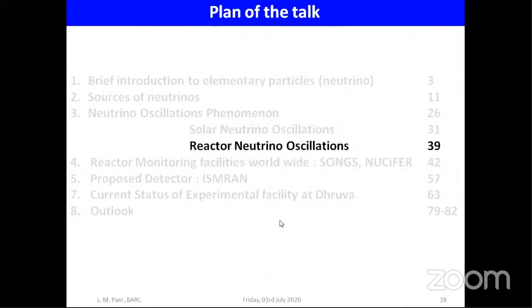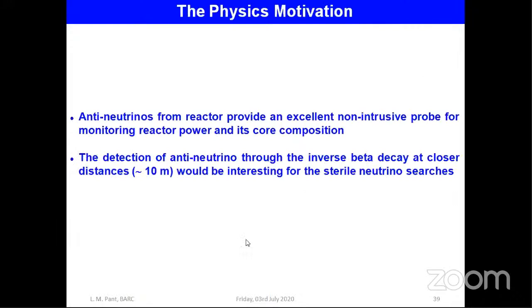So much about the atmospheric neutrinos, about the oscillation phenomena of the neutrinos. And now I move to the reactor neutrino oscillations. Now, antineutrinos from a reactor provide an excellent non-intrusive probe for monitoring reactor power and its core composition. The detection of antineutrino through the inverse beta decay at closer distances, about 10 meters or so, would be interesting for the sterile neutrino searches. These are two physics motivations. I'll come to these things now one by one.